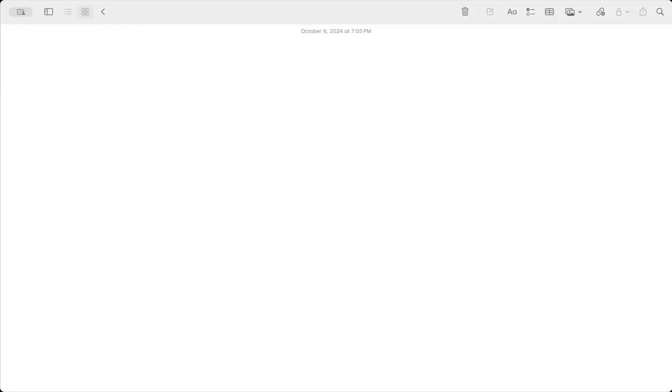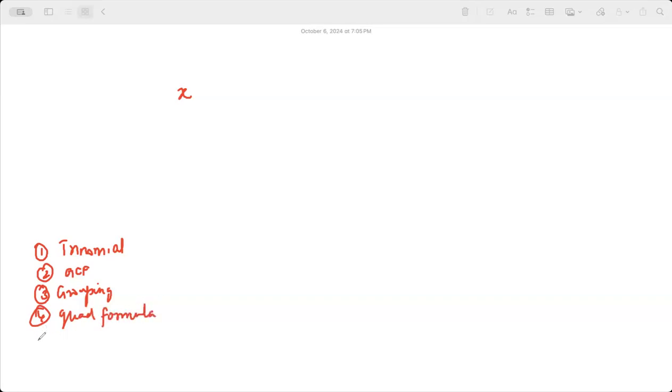Let's move on. Factoring we have done using trinomial factoring, GCF factoring, grouping, and the quadratic formula. Now this one: x squared minus 24 equal to 0. How do you factorize this? What do we do with this? Anybody, please come up with this.